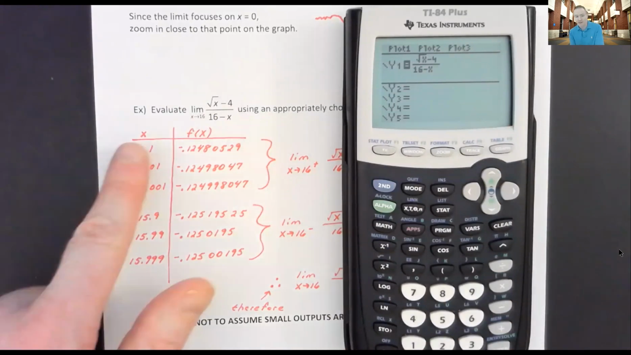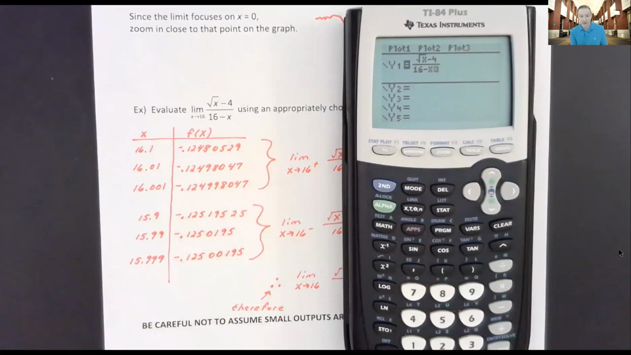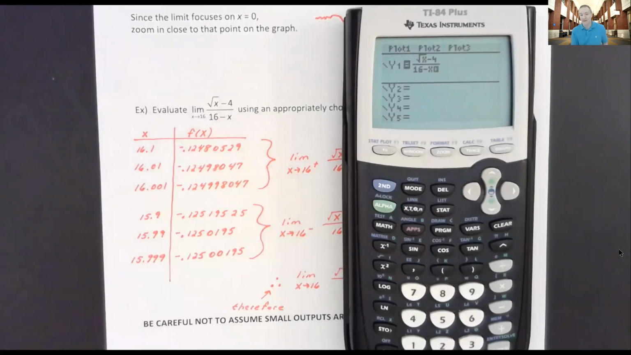Hopefully my choices here make sense to you. Clearly, if I'm trying to find the limit as x approaches 16, I can't just plug it into this problem. This function does not exist at 16. 16 minus 16 is 0. You have a 0 in the denominator, which makes this function undefined. Okay, no problem. That doesn't mean the limit doesn't exist. Even though I can't just plug in a 16, I can plug in values to the right of 16, and I can plug in values to the left of 16.